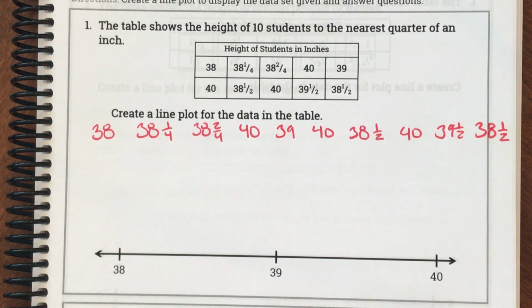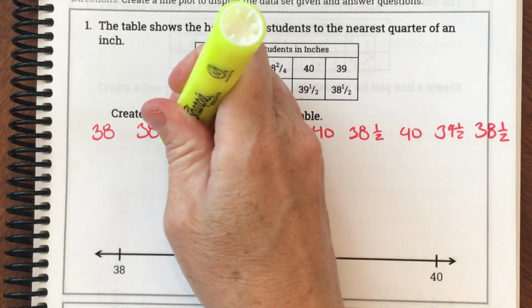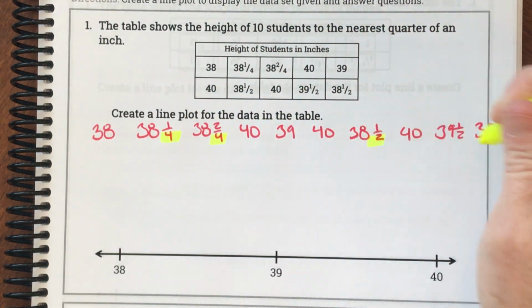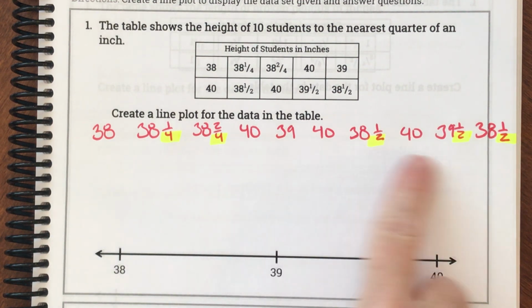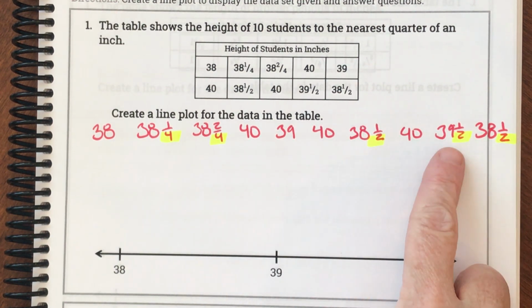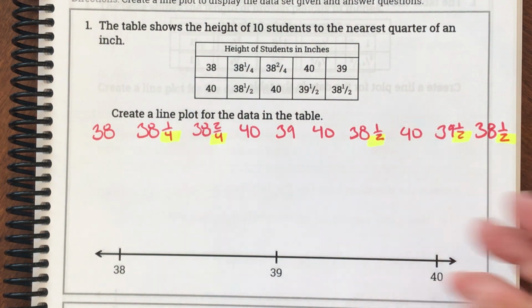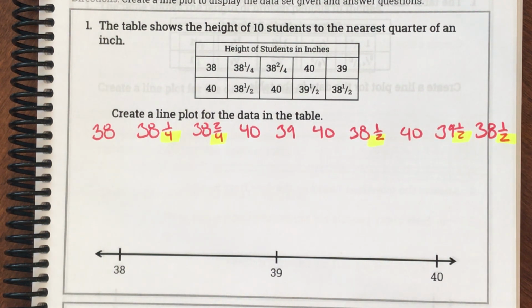Okay, so when I look at them, I want to look closely at my denominators because I want them all to have the same denominator. So if I look at my denominators, I have denominators of 4s and 2s. So I'm going to convert these ones. The ones with the 2s, I'm going to convert to be fourths. So instead of halves, I'm going to have fourths.